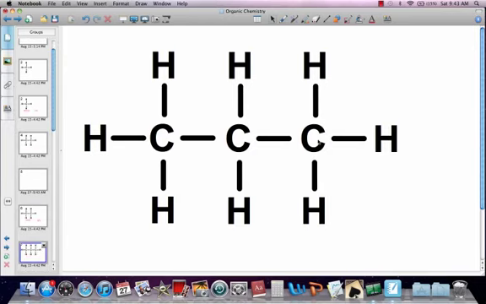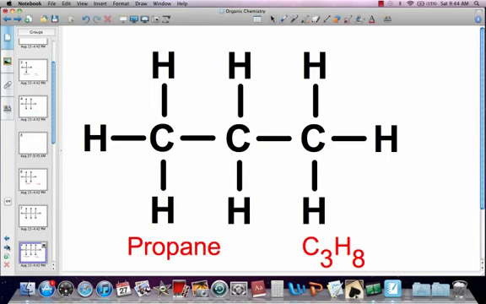If I add another one right here, now notice that on the end over here I have CH3, carbon with 3 hydrogens. In the middle I have 2 hydrogens attached to carbon. And then once again I'm on the end over here, so I have 3 hydrogens attached to carbon. So that's 3 carbons and 8 hydrogens. So that's called propane. That's the gas that's in your backyard, hopefully running your propane tank in your barbecue grill.